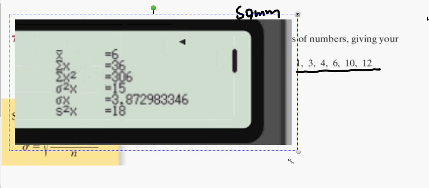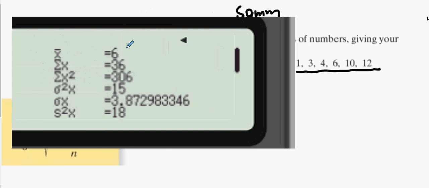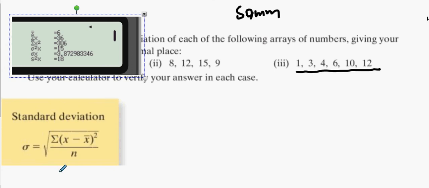Alright, now everybody get an average of 6, and most importantly the standard deviation, which is 3.87. Is that cool, you guys? Now here's going to be the fun one. Ready for this? Alright, how do we do it manually?